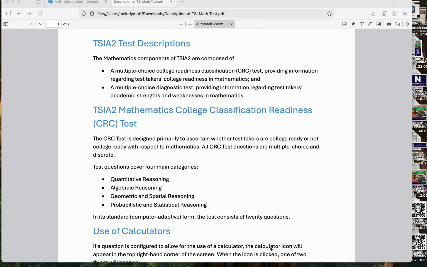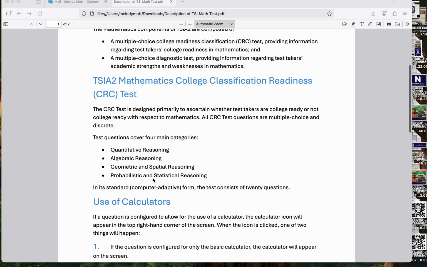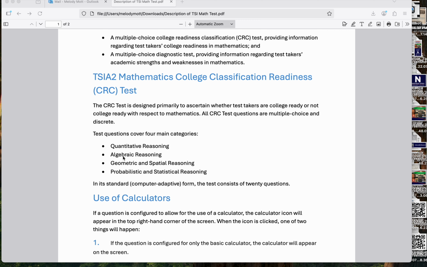Taking a look at the CRC questions over here, there are 4 types of questions that appear on the Math TSI. These are your word problems, your quantitative reasoning questions. Basic algebra, you'll want to go back and look at order of operations. You want to go back and take a look at formulas for geometry. That's going to be your volume and area formulas for all the different shapes. And then probability and statistics questions.